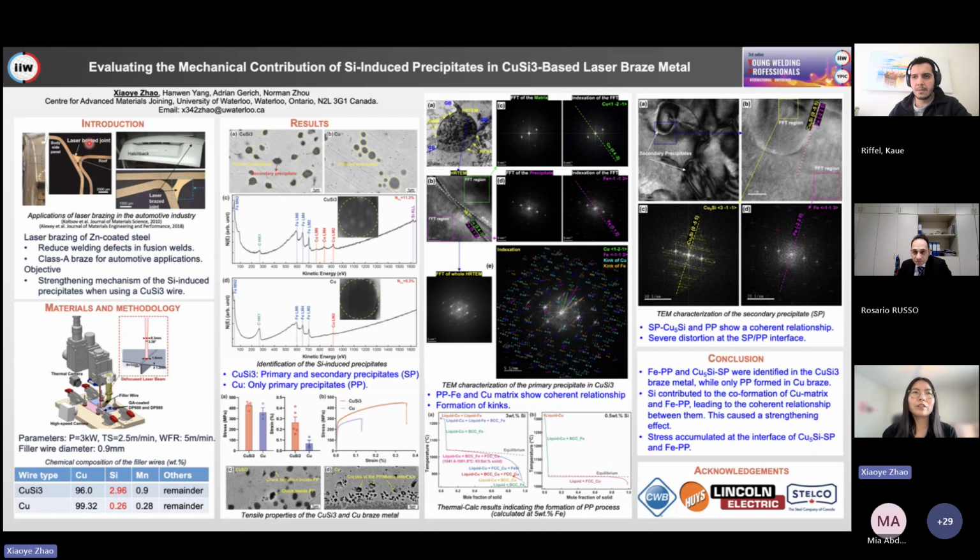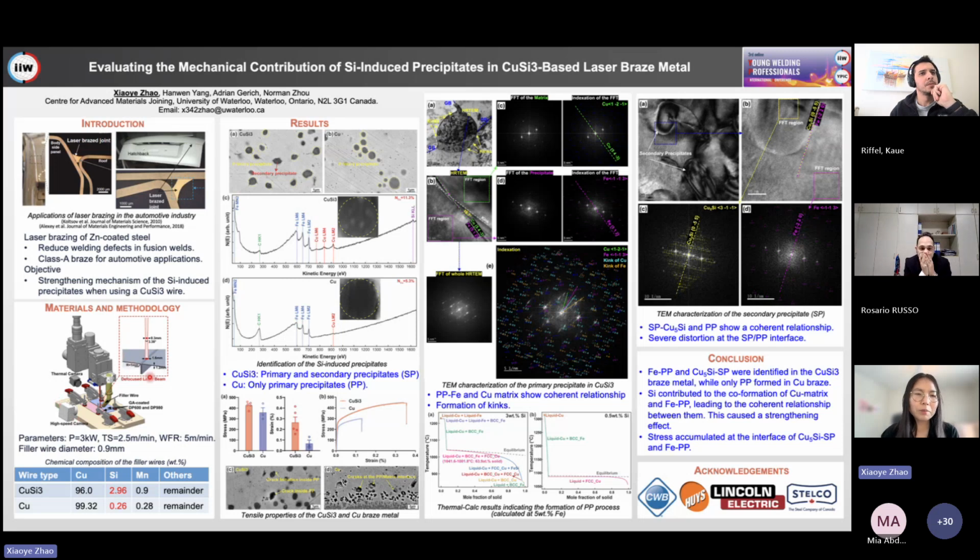That's why we have this research on non-fusion welding processes such as brazing. Laser brazing is one technology used in the automotive industry for the joining of the roof and the body side panel, and also for the hatchback parts where high surface quality is required. My objective for this work is to investigate the strengthening mechanism of the silicon-induced precipitates when using copper silicon 3 wire. On the left, I have a schematic of the experimental setup.